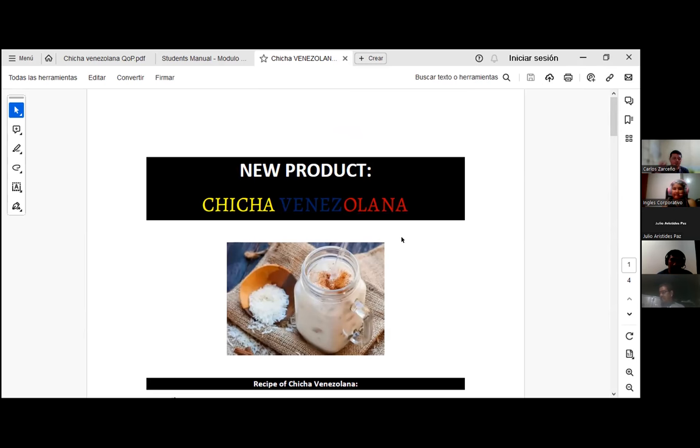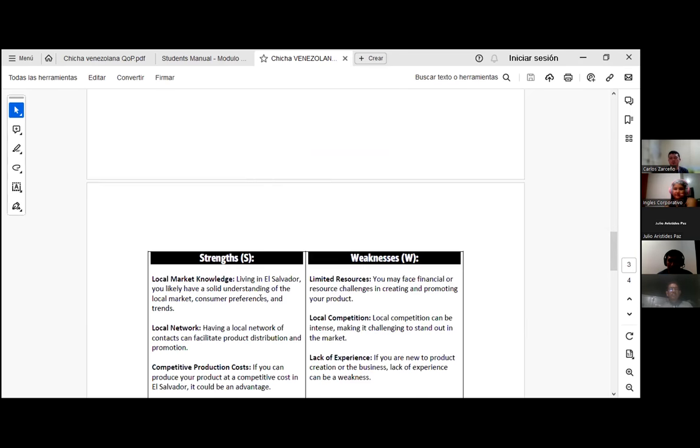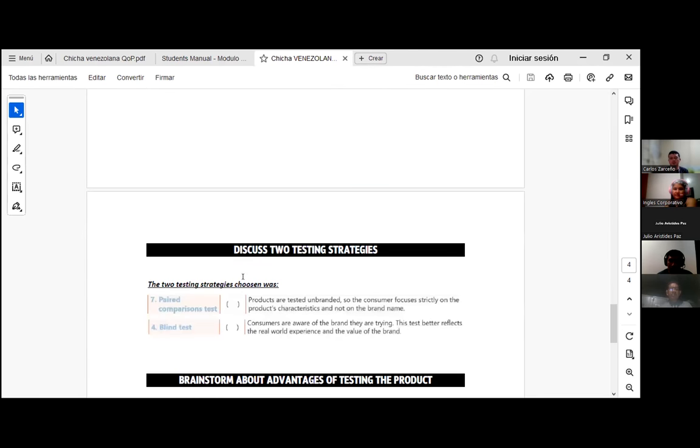On this occasion we talked about the chicha venezolana. Last night we discussed two testing strategies, and the two testing strategies chosen were the pair comparison test and the blind test. The pair comparison test: the products are tested on brand, so the consumer focuses strictly on the product's characteristics and not on the brand name.